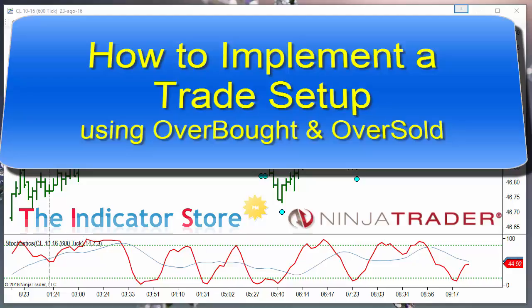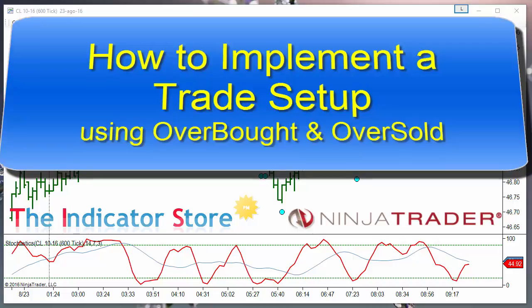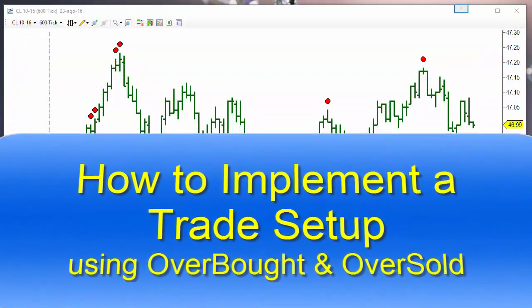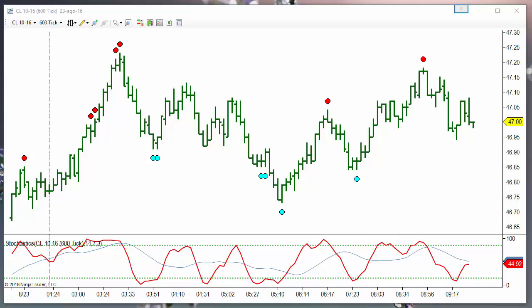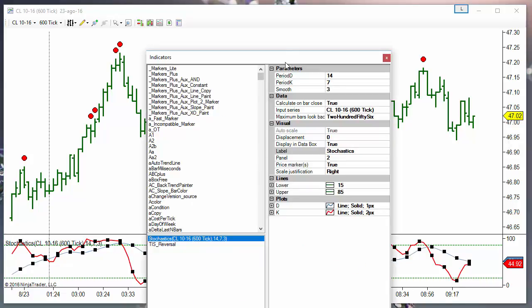Hello everyone. Today we are going to learn to use the stochastic indicator to detect oversold and overbought conditions and define a trade setup with entries and exits. On this chart we have the stochastic indicator with the default settings.